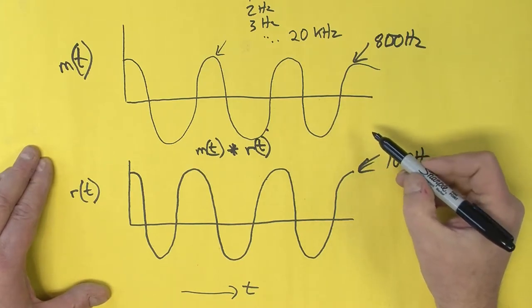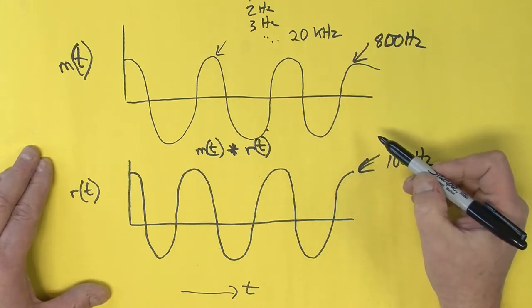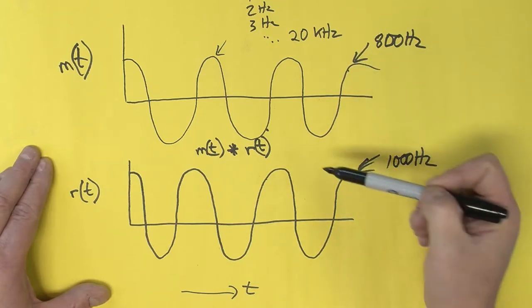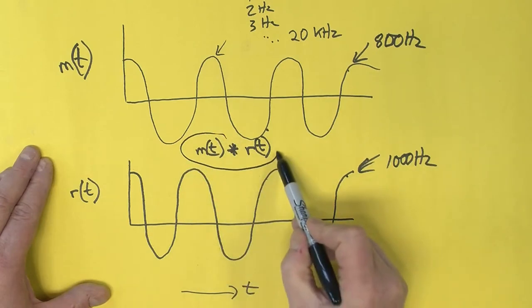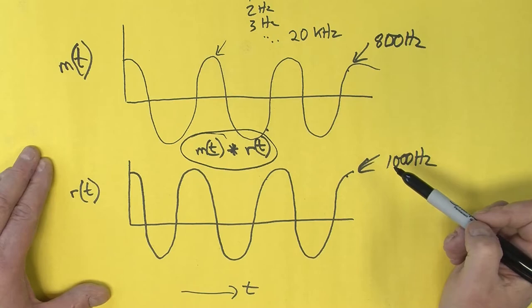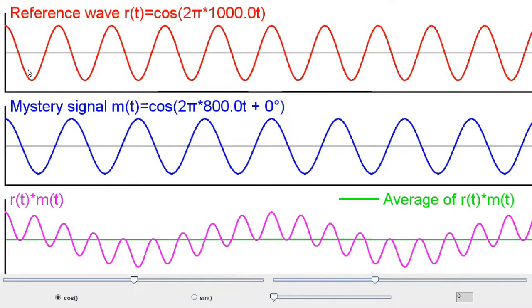And the best way to look at that is on a computer where we can adjust the frequencies of these two waves and see what the multiplication of them is. So we'll do that right now. Through the magic of computers, I have a live implementation of what I was drawing on paper. And what I'm showing you in red is the reference wave we were talking about. I've set it to 1 kilohertz.